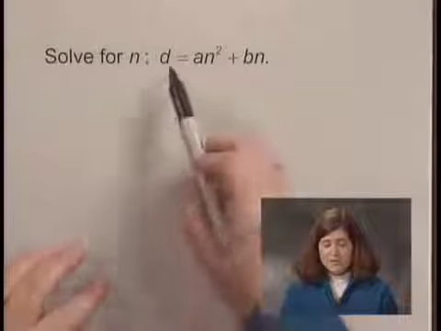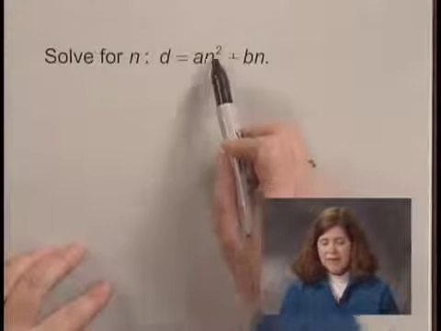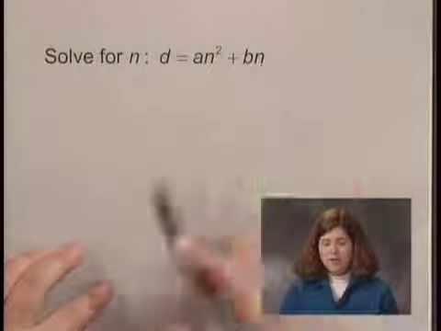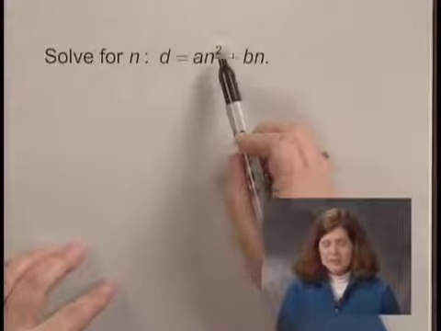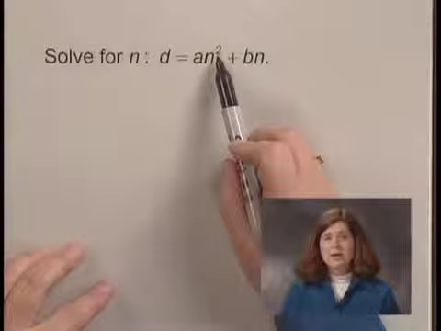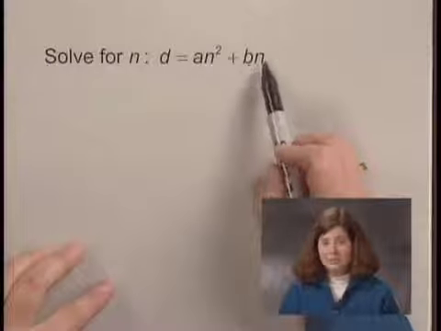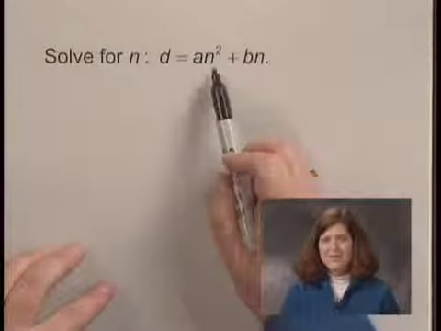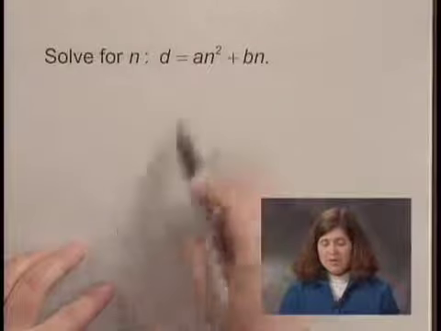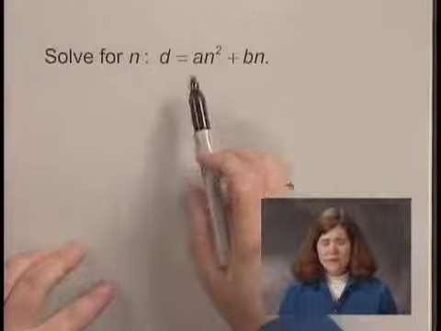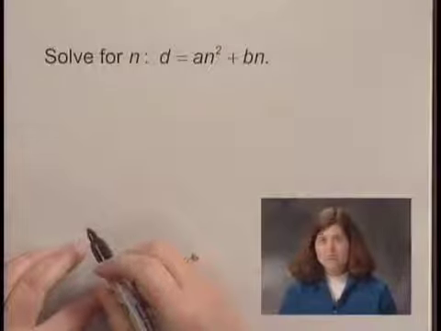In this problem, we solve a formula for a letter. We solve d equals an squared plus bn for n. Because n is present in an squared and in bn, we say that it is quadratic in n, and that's the variable we're looking for. So we're going to have to solve this for n using the quadratic formula.